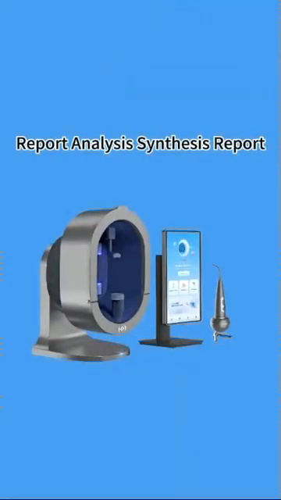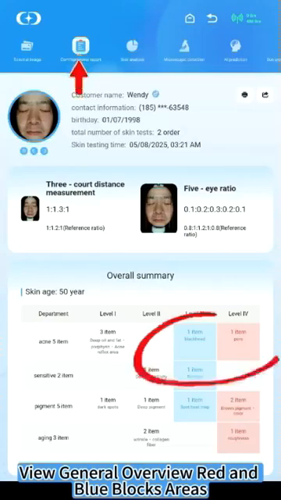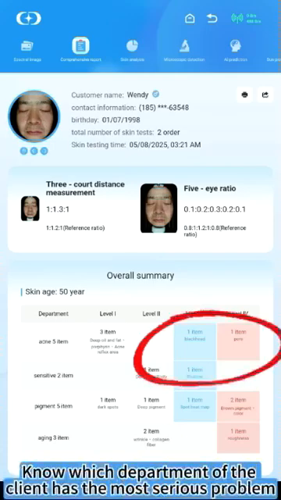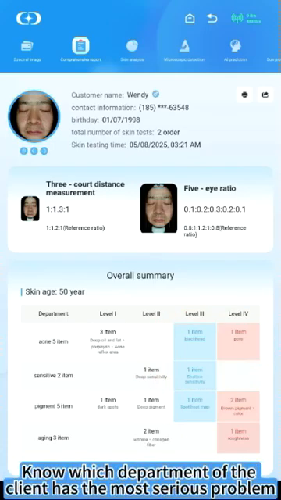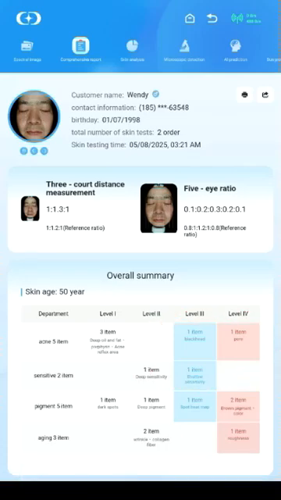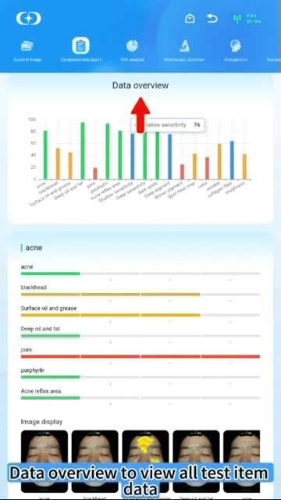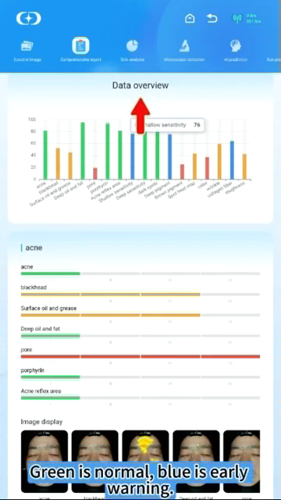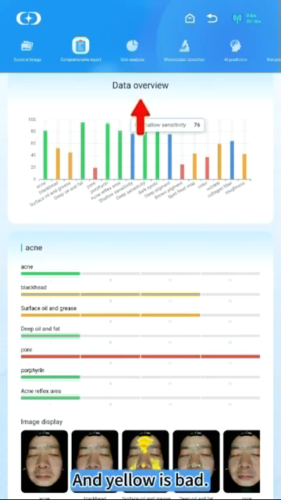Report analysis, synthesis report. View the general overview and the red and blue block areas to know which department of the client has the most serious problem, which needs focused explanation. Data overview shows all test item data. Green is normal, blue is early warning, yellow is bad, and red is serious.